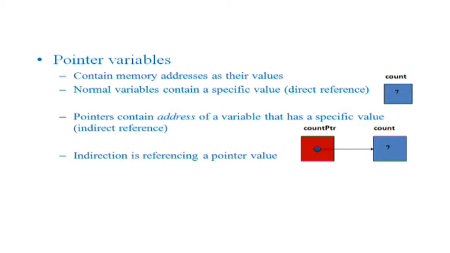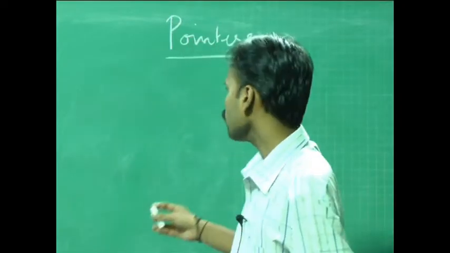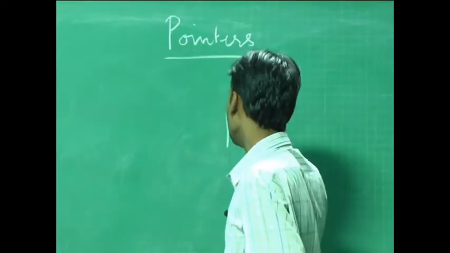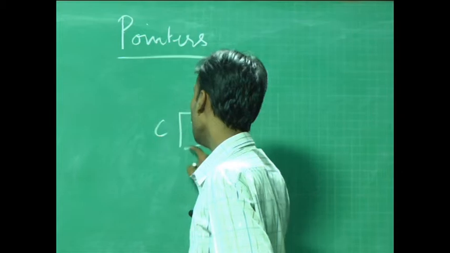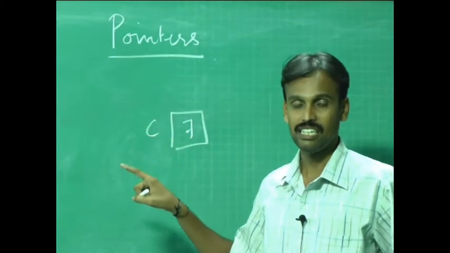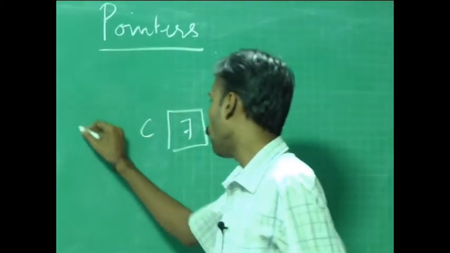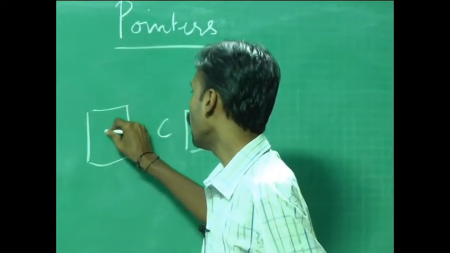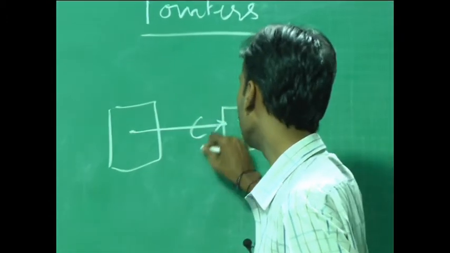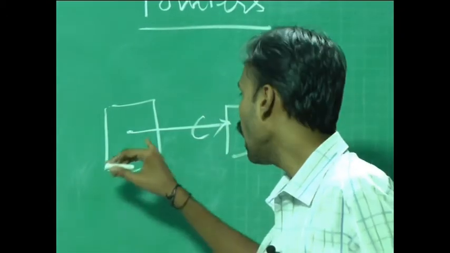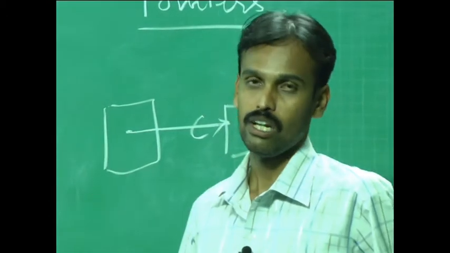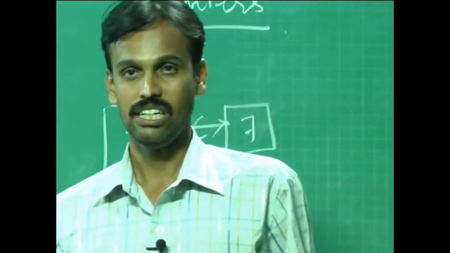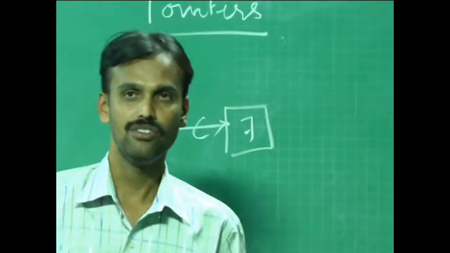What is indirection? Indirection is referencing a pointer value. To be short, if we say a variable, say c, it has a value 7 within it. When I have a pointer, this pointer has the address of this variable called c, which I call a pointer, or it is an indirection, or it is a reference.